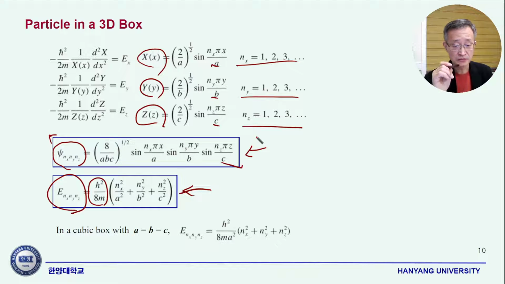So if that box is cubic, A equals B equals C, then this is reduced to this form: h squared over 8ma squared, since the a's are the same, times n_x squared plus n_y squared plus n_z squared, the sum of the squares of the quantum numbers.